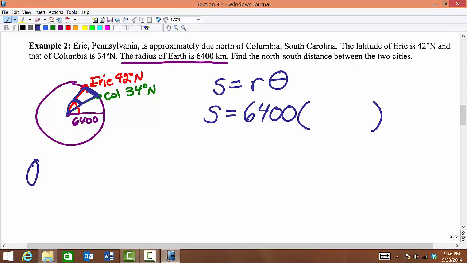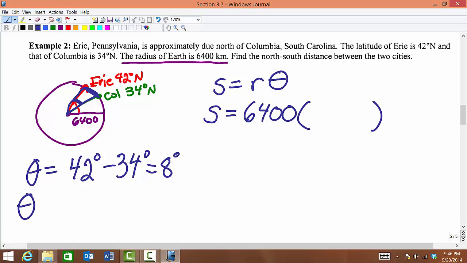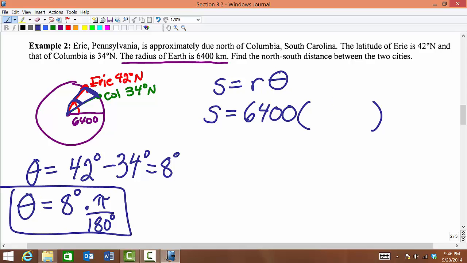So what we're going to have to do to find theta is first subtract 42 minus 34 to tell us what the angle measure in degrees would be between the two cities. And we get that that is 8 degrees. Well, we don't want degrees. We want radian measure. So we're going to multiply by pi over 180 degrees. So we're going to convert to radians. So once again, as we use this right here as our angle theta, since we're going to convert that to radians, I am going to let my calculator do all the work for me.